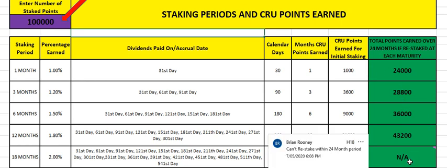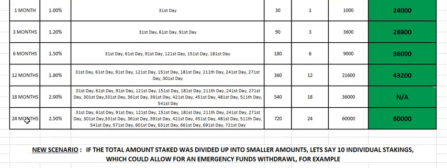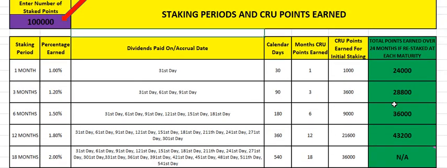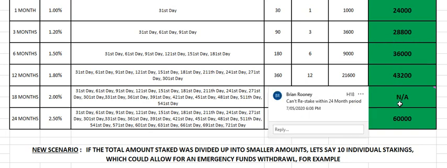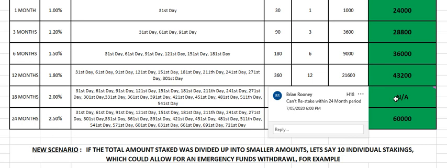Now these figures in green represent what would happen if, after the 30 days, the 1 month is up, you immediately reinvested it for the same period, another 30 days. So basically this means you would have had 24 months at 1%, which means you would earn 24,000 CRU over the period, as opposed to if you invested for 24 months, you would receive 2.5% and you would earn 60,000 CRU, which is quite a big difference. You can see as you stake for a higher number of months, you obviously get rewarded much more because the interest rate is higher.